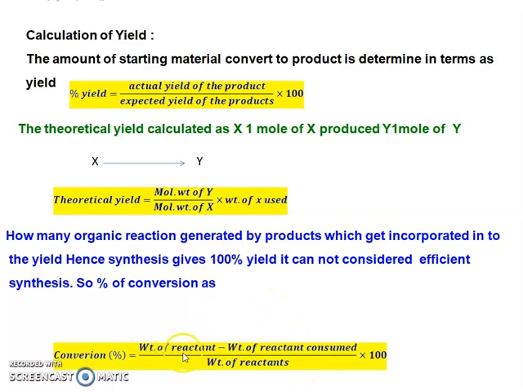So how much amount of the reactants are taken and how much amount of reactants are consumed, upon how much amount of reactants are taken, into 100. So this formula is used to calculate how much conversion of reactants takes place and gives the products in the reaction.